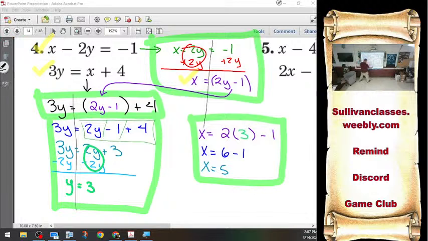Make sure you finish off the problem by actually stating x comma y. Don't get caught in little traps. Some kids will put 3 comma 5 just because that's the order that they found them in, so they think x then y, first then second. No, x, y, 5, 3, not 3, 5.